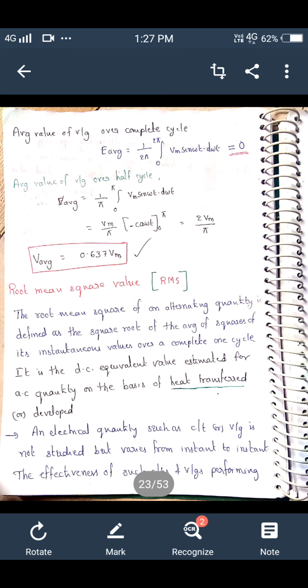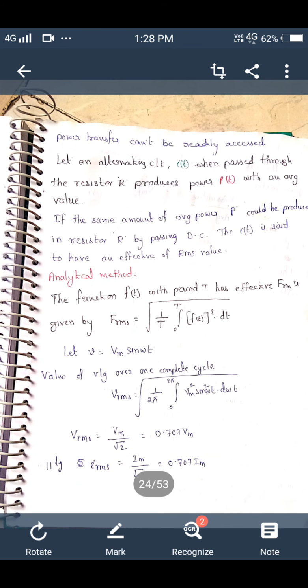Next, average value does not exist for an AC signal over one cycle. That's why, to define a single value per cycle, we define the RMS value, root mean square value. This value is defined based on heat transfer, because when current flows through any conductor, heat is produced. Based on heat transfer, we define RMS value. A very important point: RMS value is the root of the mean of the square of the variable.